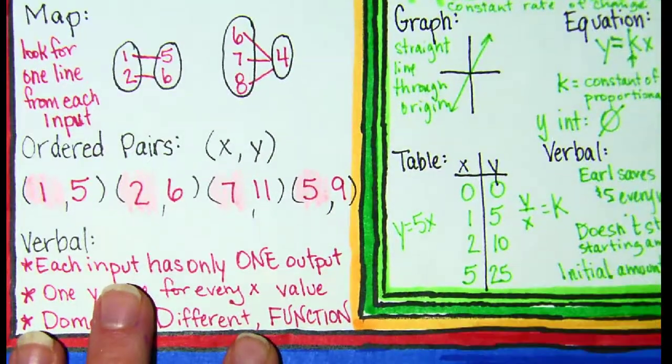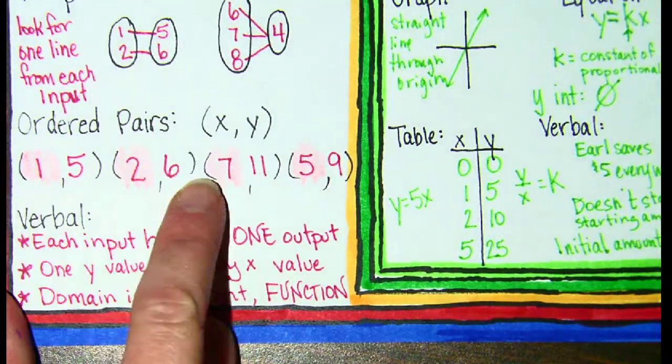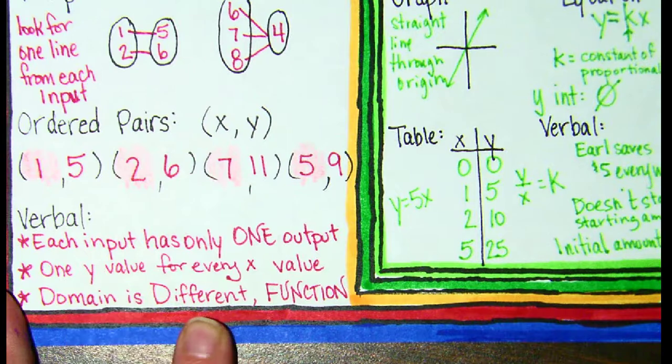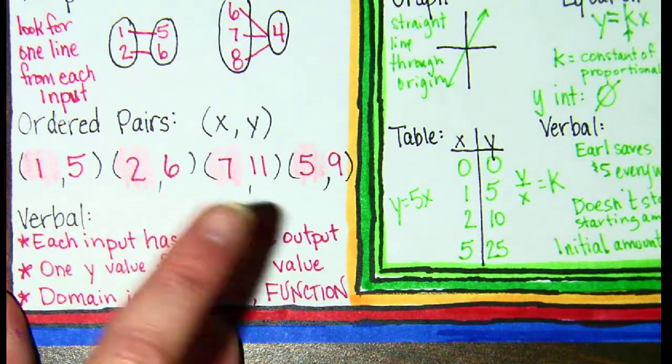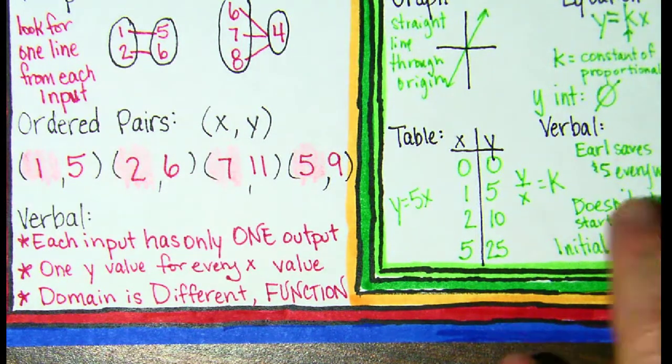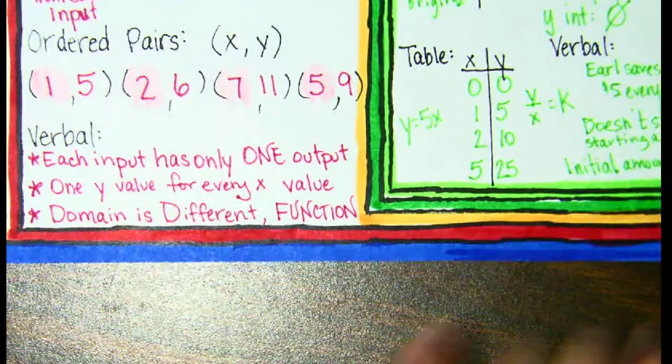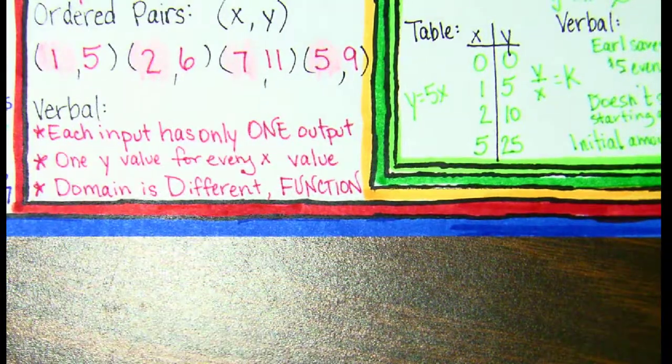Ordered pairs, same thing. You're going to look at the x values. As long as those x values are different, it's a function. So a verbal description: each input has only one output, one y value for every x value. If the domain is different, then it is a function.